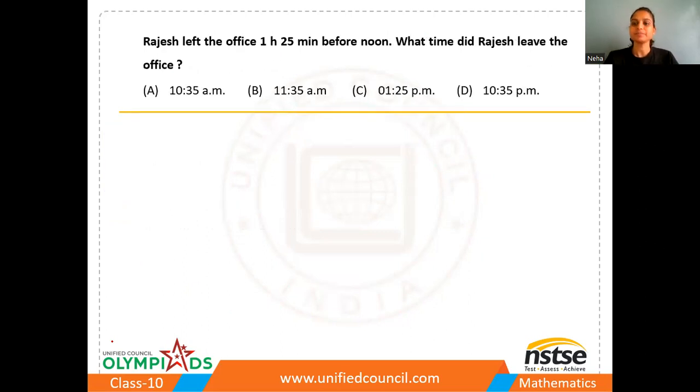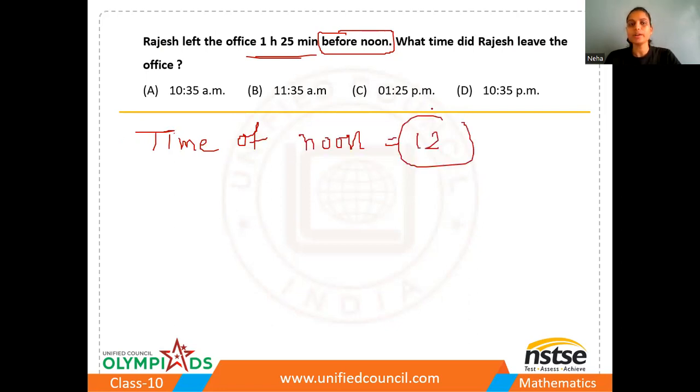Alright, the next question on the screen. Rajesh left the office 1 hour 25 minutes before noon. What time did Rajesh leave the office? Okay, so before noon, right? So the time at noon is 12. So 1 hour 25 minutes before 12 means 12 minus 1 hour 25 minutes.